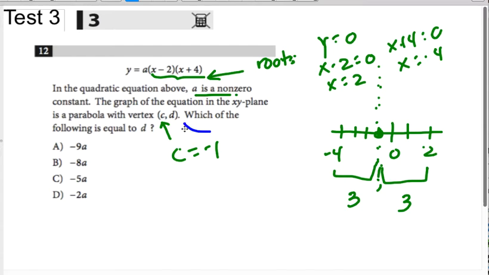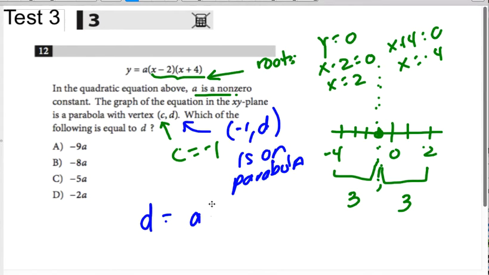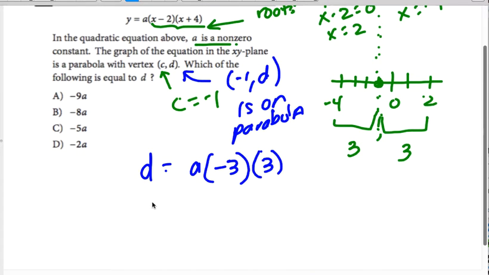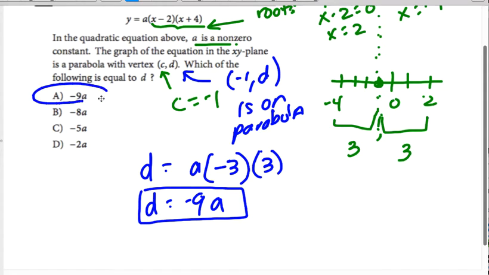Well, that means that the point negative 1 comma d is on the parabola. Once I know that, I could just plug in negative 1 comma d. So d equals a times, when I plug in a negative 1, I get negative 3, and when I plug in a negative 1, I get 3. So d is negative 9 times a, and that's all they wanted. And that's my answer, which is d is negative 9 times a.